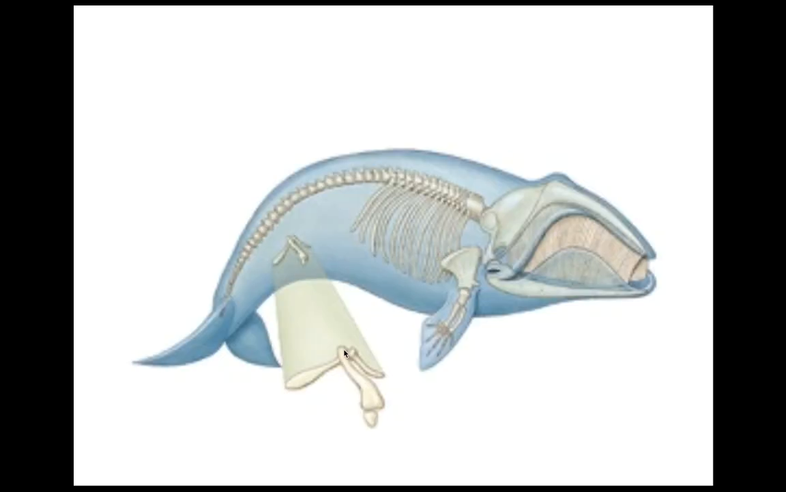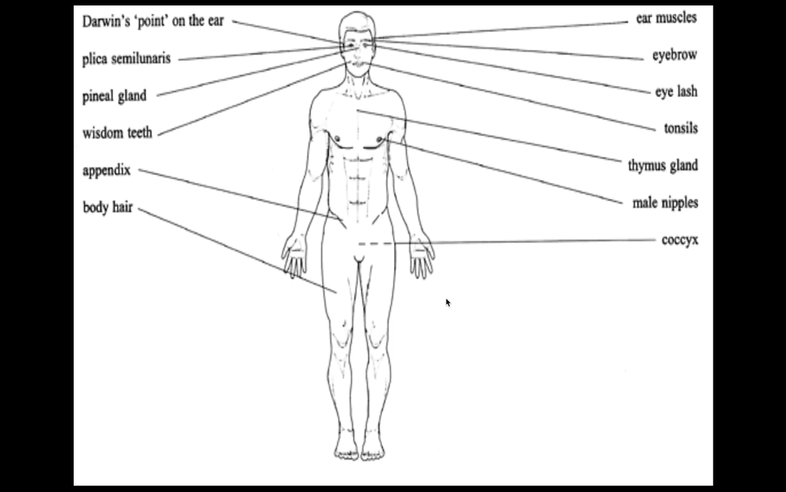Vestigial structure, this would be a femur, the remnants of a pelvis, a patella inside of a right whale. Why does it have a leg? Maybe at one point it needed it. Its ancestors lived on land and needed legs. Vestigial structures in humans: you have a little point on your ear called Darwin's point, useless. Plica semilunaris is the little red dot on the inside of your eye, which is the remnant of your third eyelid. Pineal gland is used for organisms that change color during the winter. Wisdom teeth, appendix, body hair, all these are useless to you.